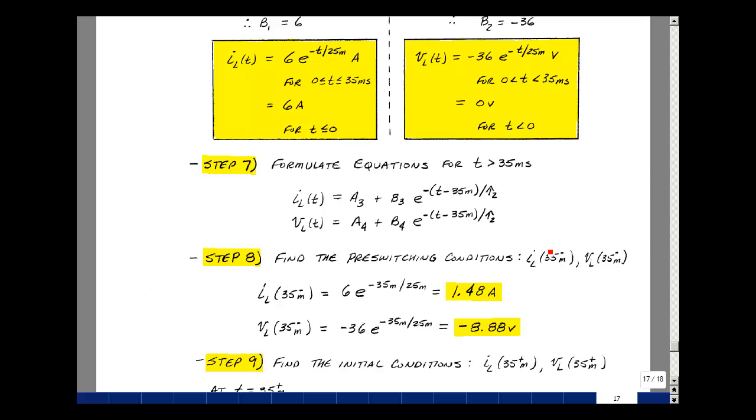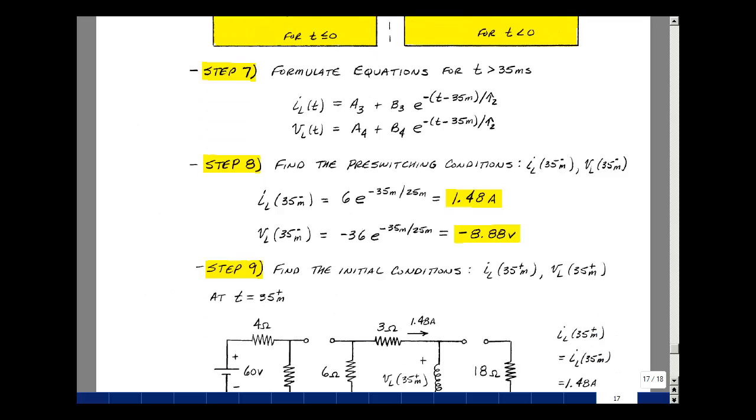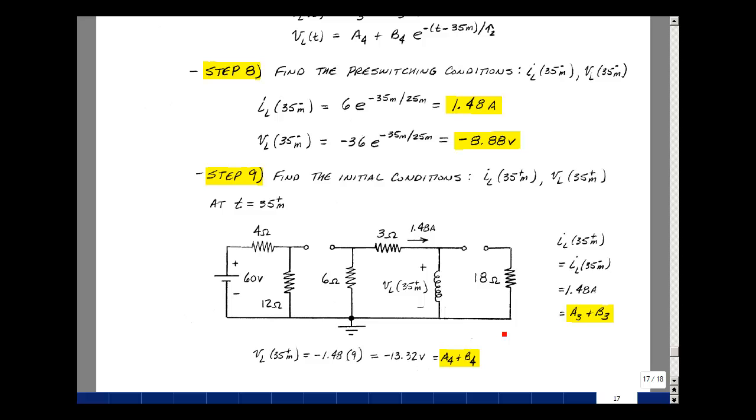Just before we switch, we could evaluate these equations and figure out the value of the inductor current and the inductor voltage. The inductor current cannot jump instantaneously. The voltage can. Plug in the value of 35 milliseconds into the first equation. That turns out to be 1.48 amps. In the second equation, it turns out to be equal to minus 8.88 volts. So that's a little bit different in this multiple switching circuit, in that we're going to use the equations from our first 6 steps to figure out the pre-switching conditions.